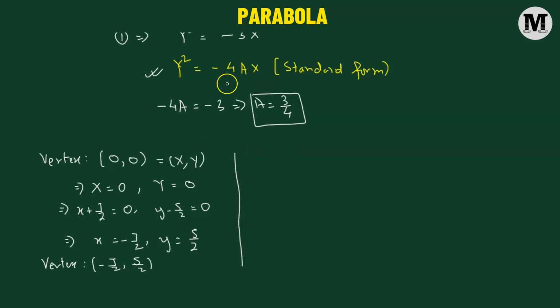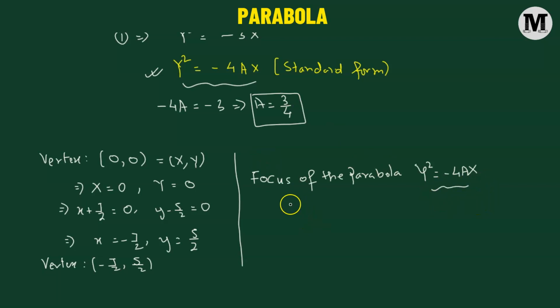Now, for the parabola given in the standard form y squared equals negative 4ax, what are the coordinates of the focus? Clearly, this is a left-facing parabola. So we know its coordinates in terms of the coordinate axes X and Y will be given by negative a comma 0. Now in our case a is 3 over 4, so the coordinates of the focus will be negative 3 over 4 comma 0.